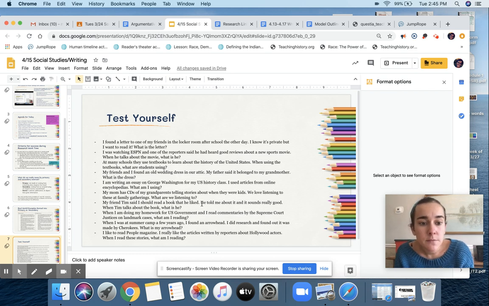On the other hand, if my friends and I found an old wedding dress in the attic and my father said it belonged to my grandmother, the dress is a primary source because it's an original, right? So I think you guys can figure this out, but if you want to quiz yourself on the rest of them, they'll be sorted in the next slide. Yeah, and if you have any questions, certainly let me know. Then after this, we'll move into how to research primary sources, which is the primary focus of today.